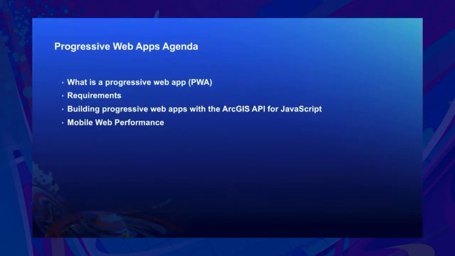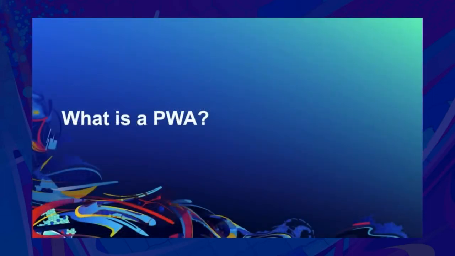So let's talk about the agenda for this presentation. Talking about progressive web apps, we're going to talk about what is a progressive web app, what are some of the requirements defined to build progressive web apps, and then how you can use progressive web apps to build efficient applications with the ArcGIS API for JavaScript. And Andy's going to talk about mobile web performance.